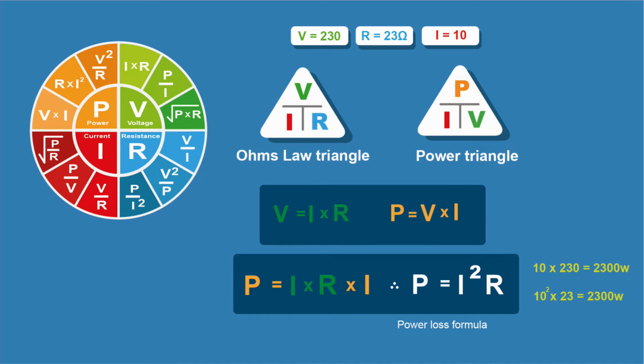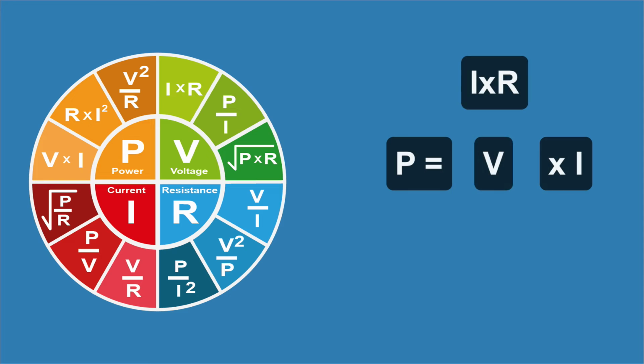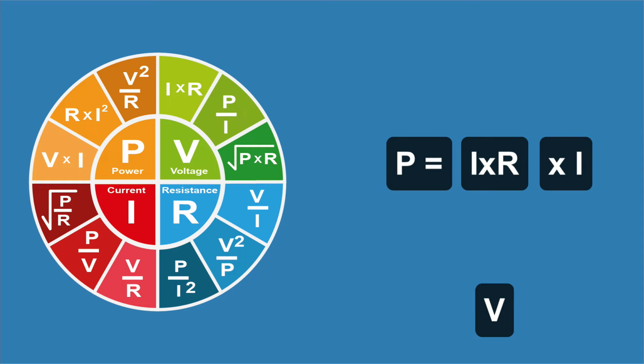Sometimes you might not have the values that you need. Say in the power formula, power equals voltage times amps. You might not know what the voltage is. But in the Ohm's law triangle, we know that voltage equals current times resistance. So therefore, we can put a bit of that into the power triangle. So we take out the voltage and replace it with I times R, because I times R equals V. Current times resistance equals the voltage.